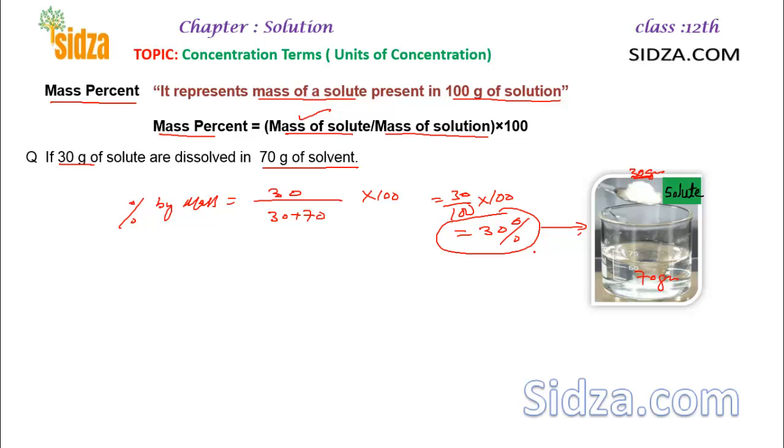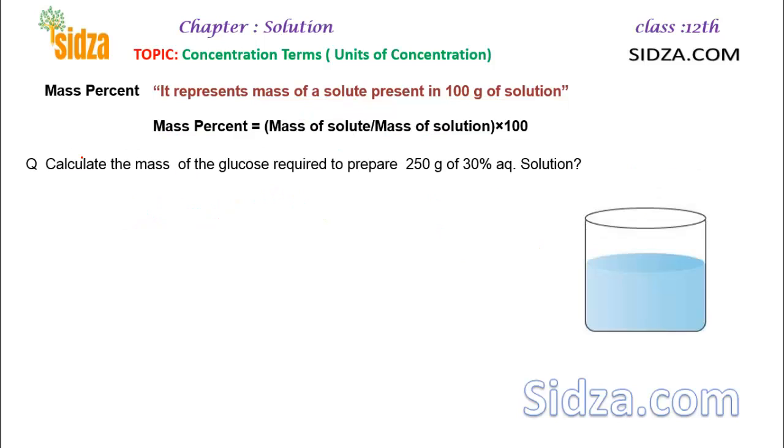Okay? Let's take another example. Calculate the mass of glucose required to prepare 250 grams of 30% aqueous solution. So we have to find the weight of solute, the weight of glucose. Suppose we want to make an aqueous solution of glucose, and its percentage should be 30%. We have to find the weight of solute. How many grams I should take and how much solvent, how much water I should take. Okay, so I'm going to use the same equation here.